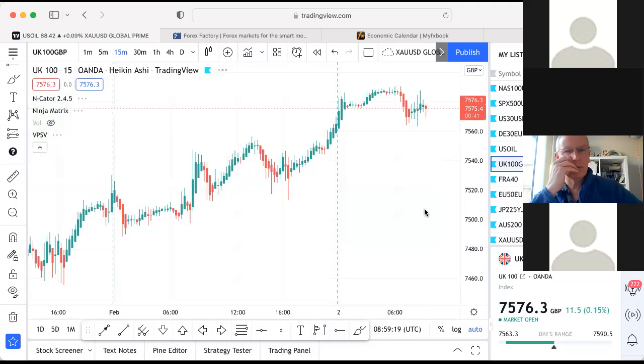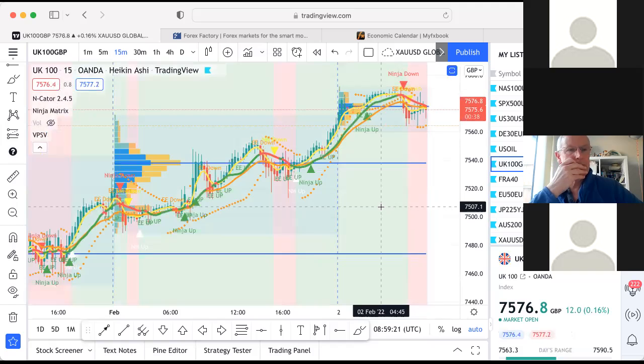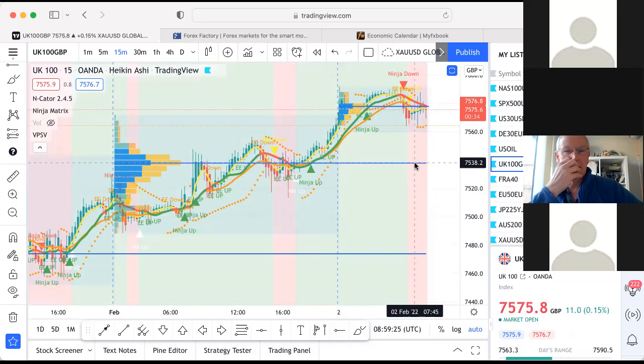UK 100. There's yesterday's point of control. It's rotating around today's point of control at the minute. It's not making any great moves. The PSAR is still below the price, so we would wait until that PSAR goes above, and we'd be waiting for those MAs to separate. They're too close together for my liking at the minute.